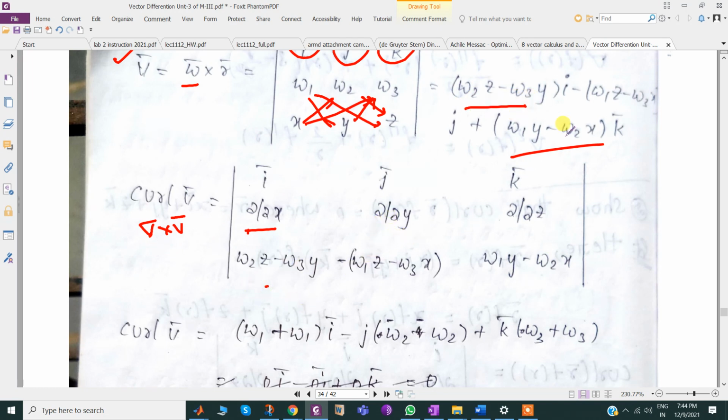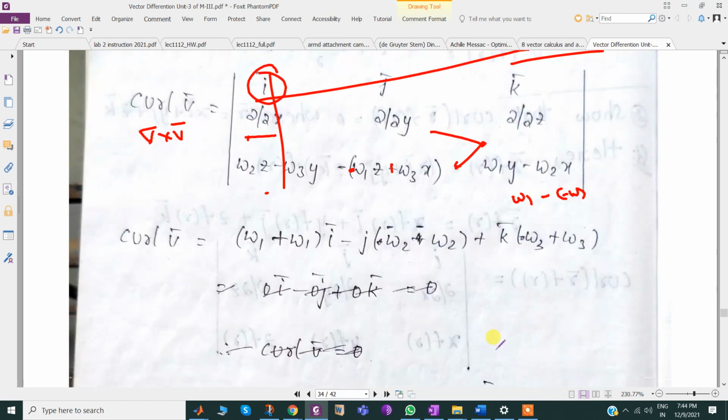j bar is equal to negative, along with the sign I am supposed to take, minus w1z minus w3x, or if you simply multiply inside, it will be plus, this will be minus. Either of that also you may write. Then k bar coefficient is w1y minus w2x, just only differentiation. So the i bar coefficient with respect to x and with respect to y, I may get w1, yeah, with respect to z, I may get minus w1.